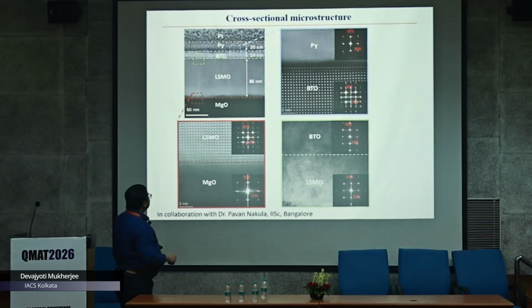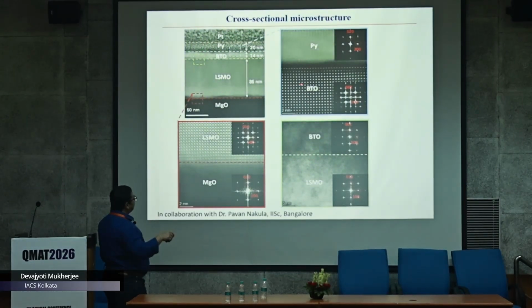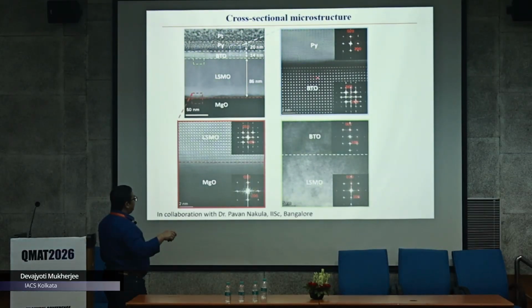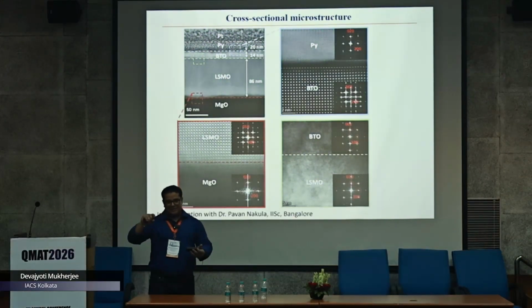Okay, this is a cross-sectional microscopic picture of this heterostructure. You can see the substrate, all these layers, and then you can see the MgO and LSMO interface, the LSMO-BTO interface, and then the BTO-permalloy interface. And here you can see BTO is very well, highly crystalline, showing almost cubic-like symmetry. But since permalloy is grown by sputtering, there are a lot of interfacial defects on that interface.